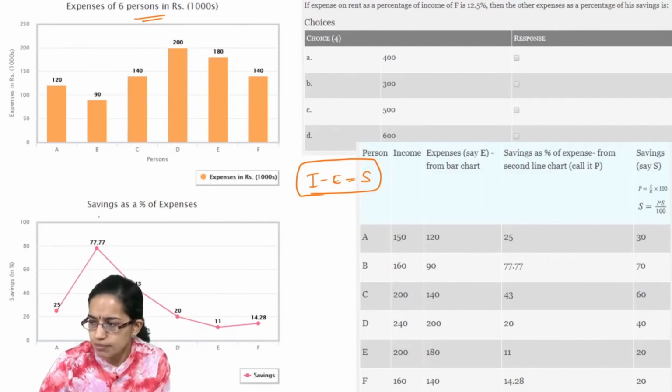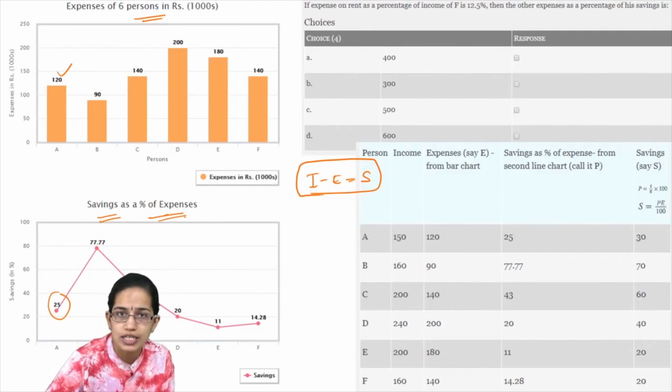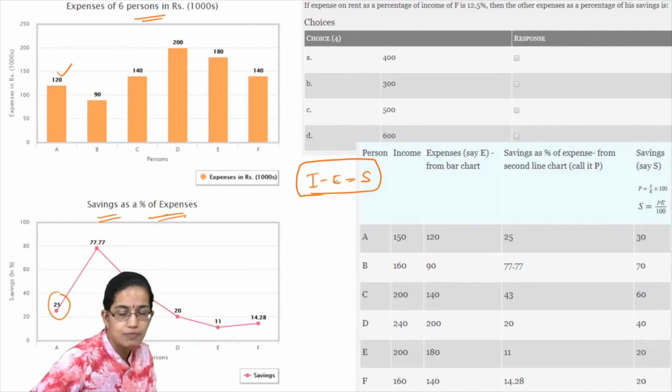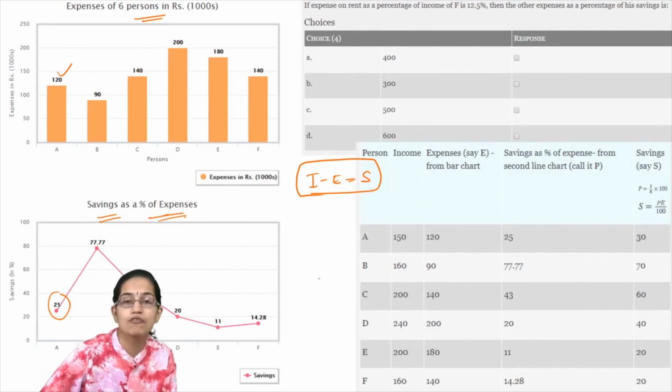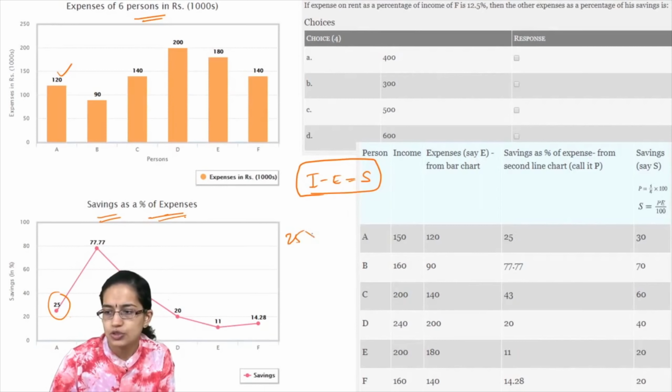Now, my saving as a percentage of expense is given. So my saving is what? My saving is 25 in this case. My expense is what? 120 in this case. So this 25 as a percentage of 120 is what is given. So 25 as a percentage of 120.